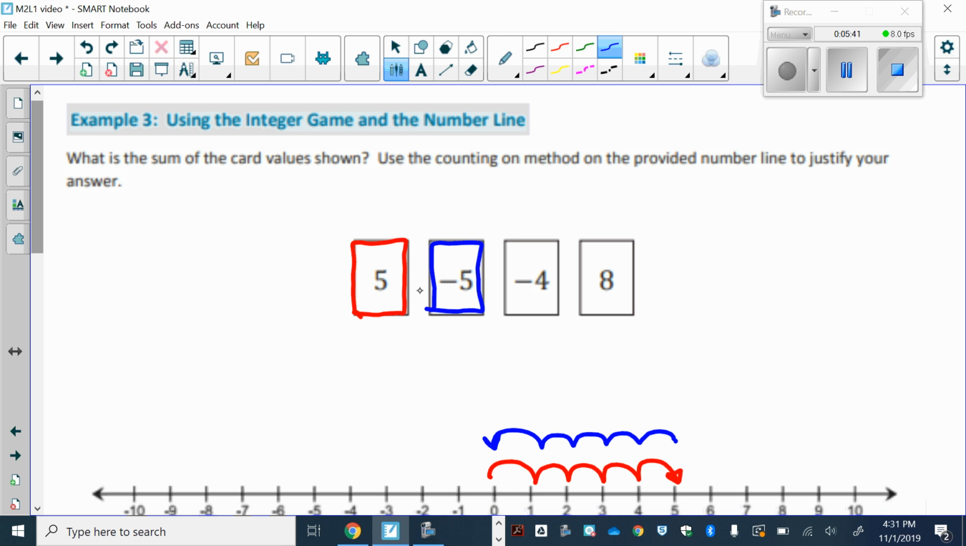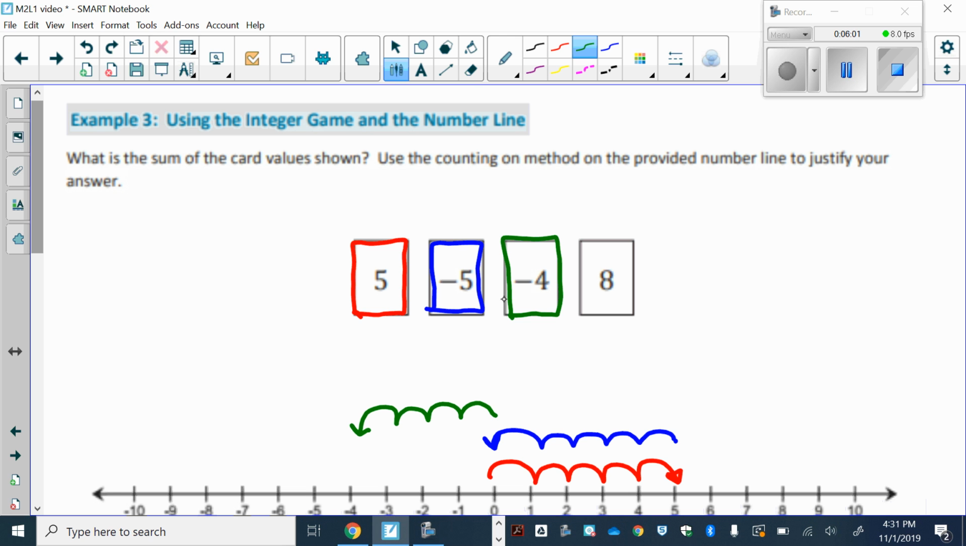Then I have another card, negative 4. I start where I just ended. Negative means move to the left. 1, 2, 3, 4. I'm only boxing these to represent the colors. You don't need to actually box the cards.